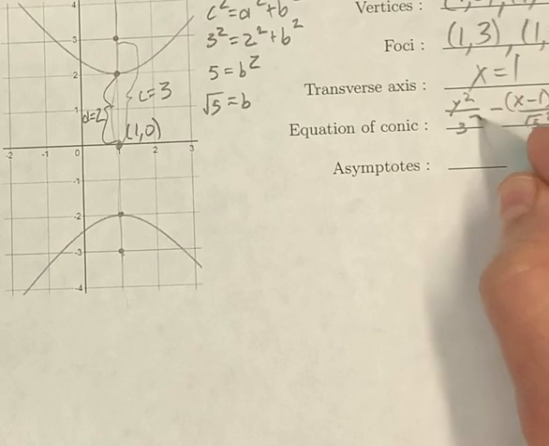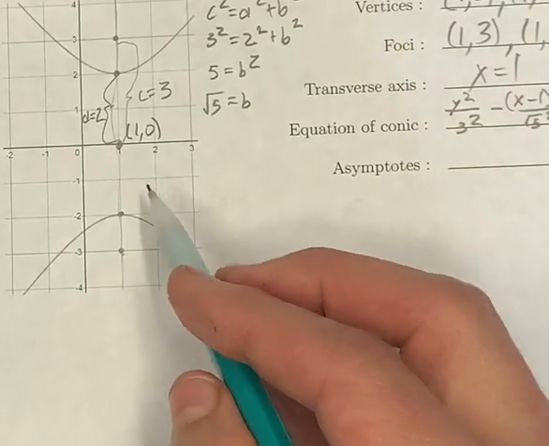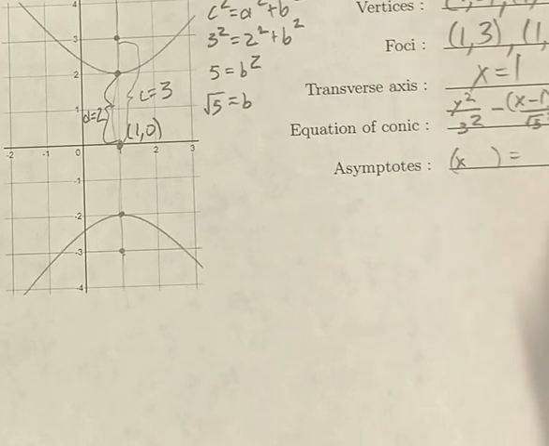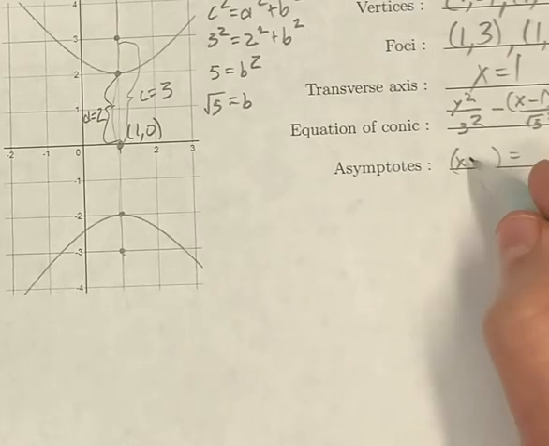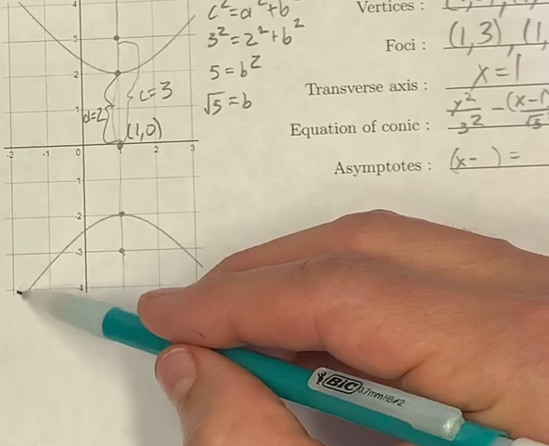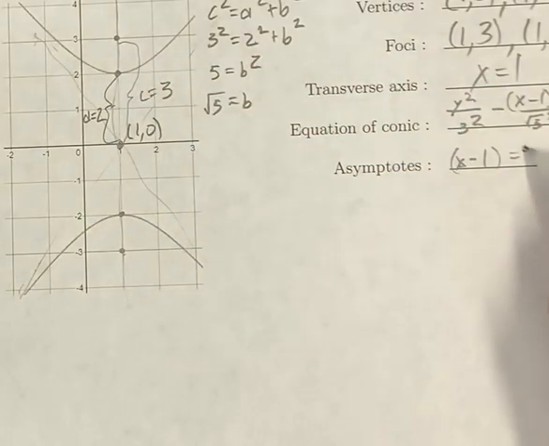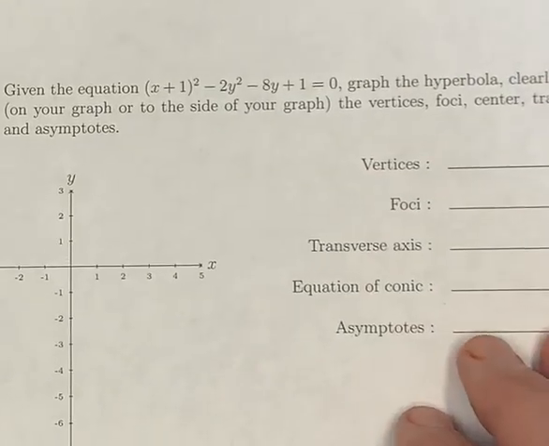This is 3 squared. What are the asymptotes? Well, the asymptotes for vertical is x minus whatever equals y minus whatever. It's got to go through the center, right? The asymptotes have to go through the center. So x minus 1 equals plus or minus b over a. What's b over a? B is root 5. A is 3, right?